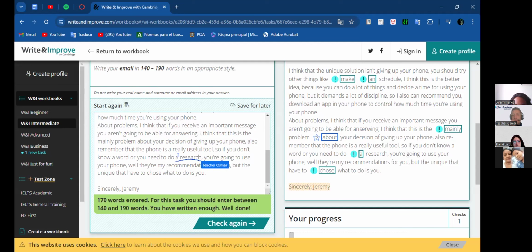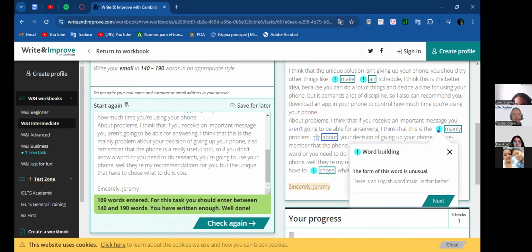Okay, you know what is the problem here, Jeremy? Research is uncountable. Okay, una consulta, a research. Creo que simplemente if you need to do research, necesitas consultar. If you need to do research, excellent, that is the problem. You're going to use your phone.